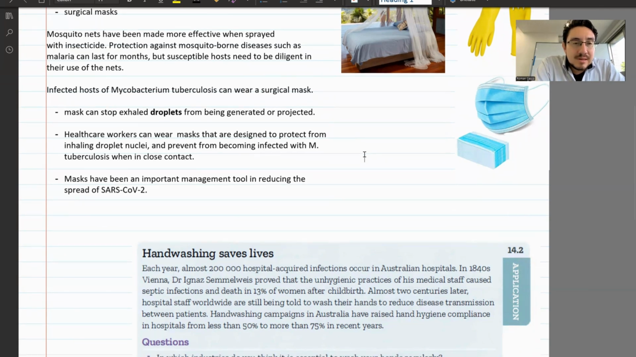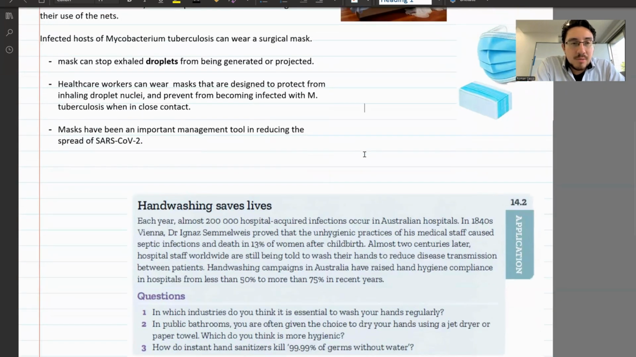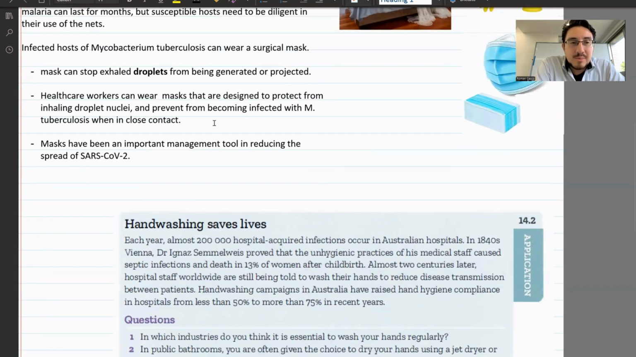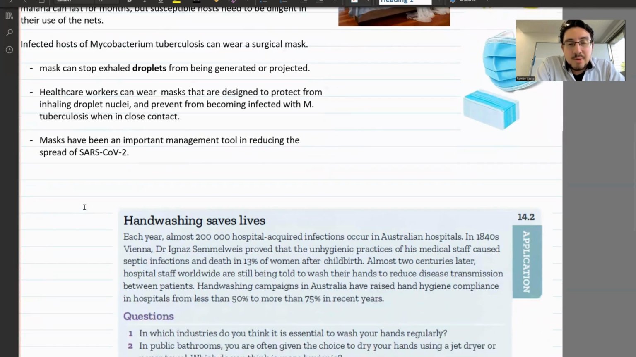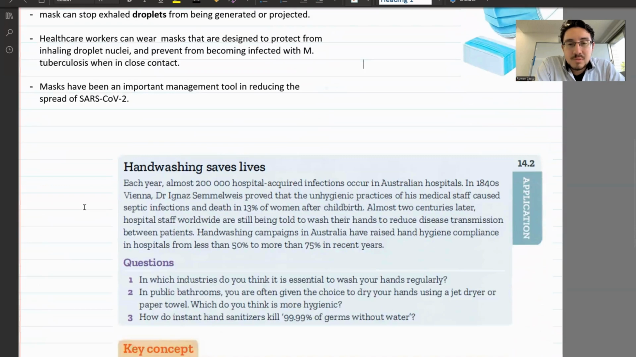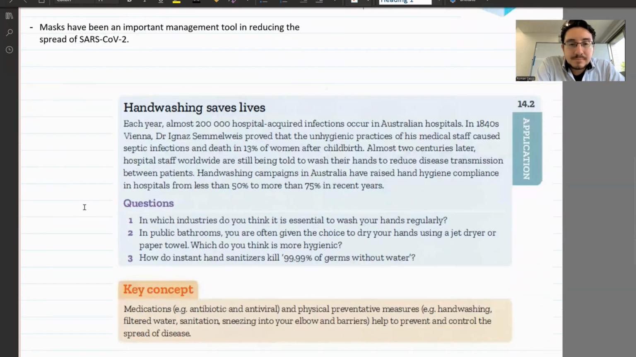Definitely, and you see healthcare workers always wearing a mask. You want to be protected from the nuclei, from the droplets containing the pathogen and so forth, right? So very, very important during COVID. Okay. Hand washing, incredibly important, guys. Throughout the day, wash your hands all the time, all the time.